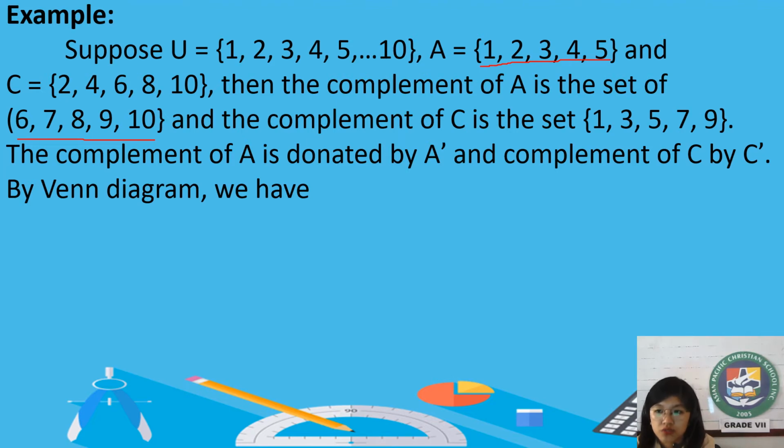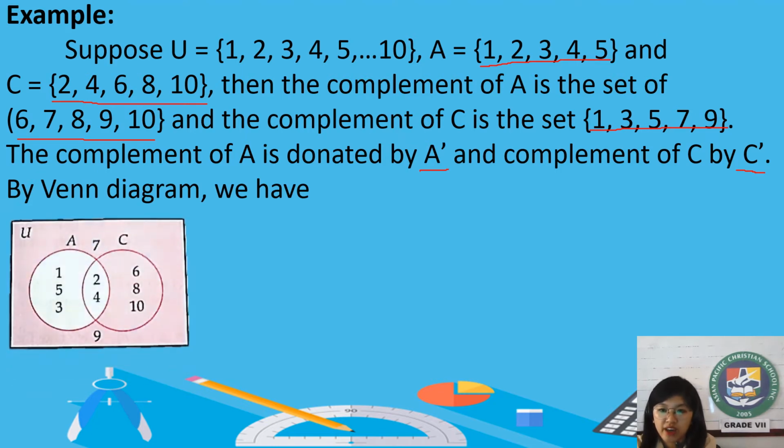And the complement of C is the set 1, 3, 5, 7, 9 or yung mga odd numbers less than 10. Bakit? Kasi yung set C natin ay 2, 4, 6, 8, 10. So, kung ano yung mga nasa universal set na wala sa set C, yun yung C prime or complement of C. And the complement of A is denoted by A prime, and complement of C by C prime.